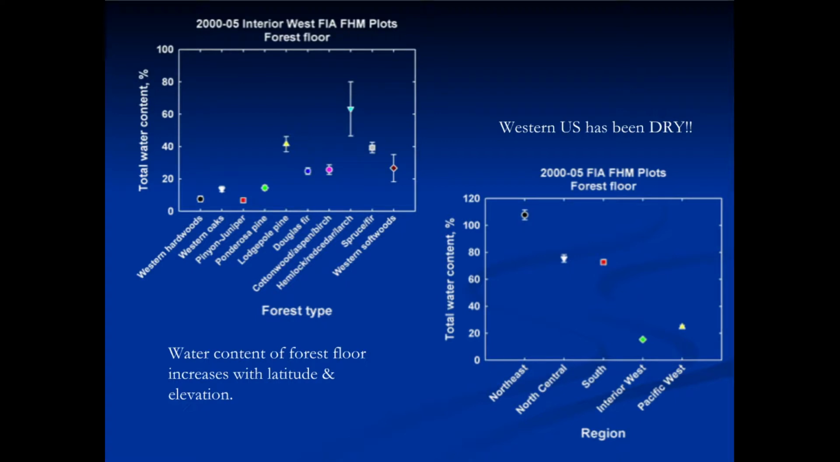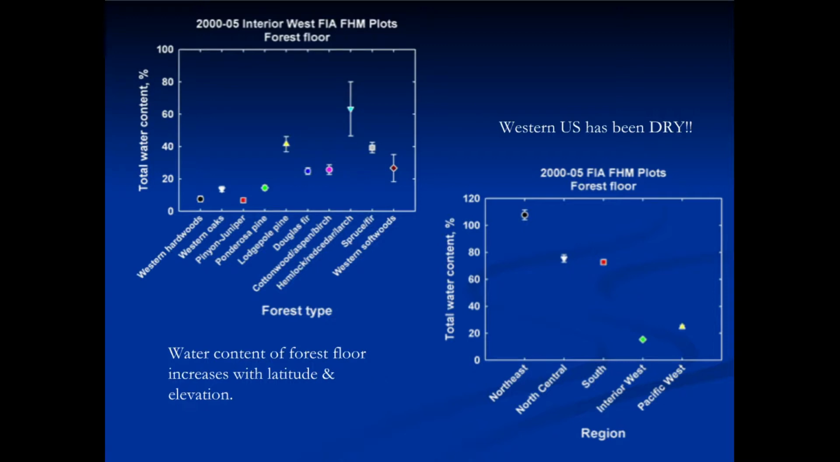On the right-hand side is going to be regional data, data organized by region to give you a regional context. And then on the left-hand side, I've got the soil type or the forest type groups in the interior west arranged as I showed you earlier, ranging from lower to higher latitude, from lower to higher elevation, from drier to wetter, and so forth. This is forest floor water content.